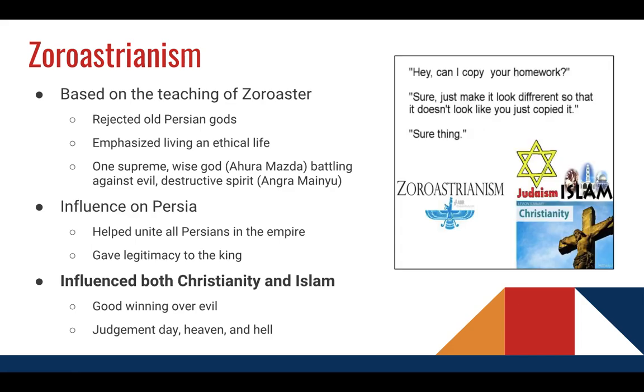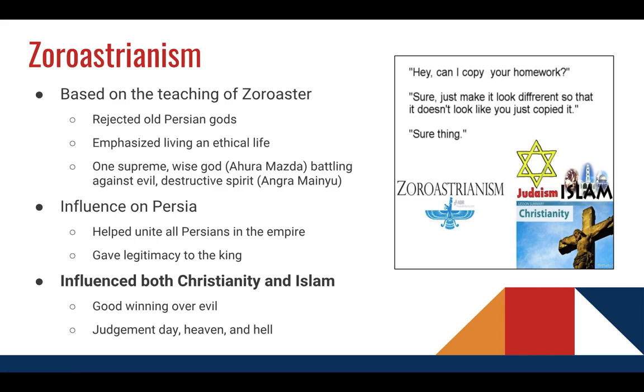Zoroastrianism's legacy is most seen in its influence on other monotheistic religions, particularly Christianity and Islam. It features the idea of good versus evil in the world, with good ultimately winning out. It also says that at the end of the world there will be a judgment day, and people who lived good ethical lives will go to heaven, and people who do not will burn in the eternal fires of hell. Well, I'm not sure if their hell has eternal fire, but nevertheless, there was that concept of hell that is adopted by Christianity and Islam.